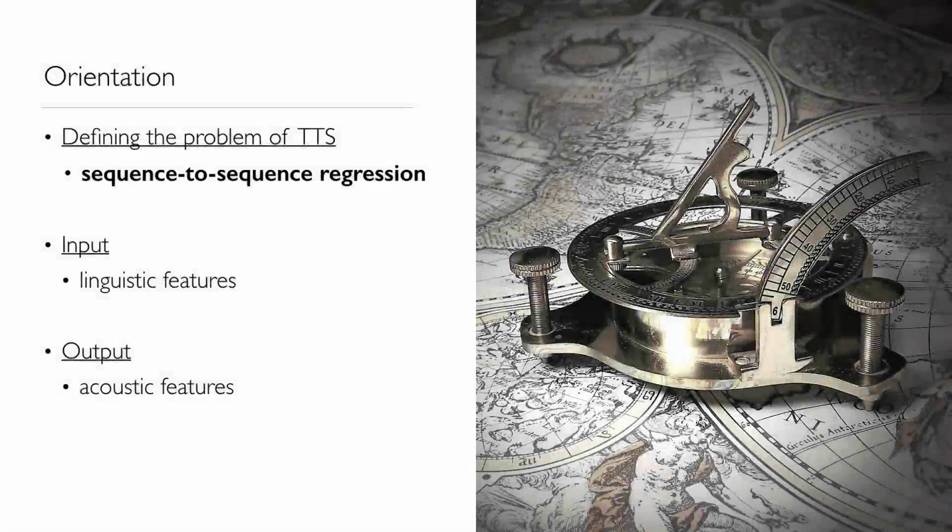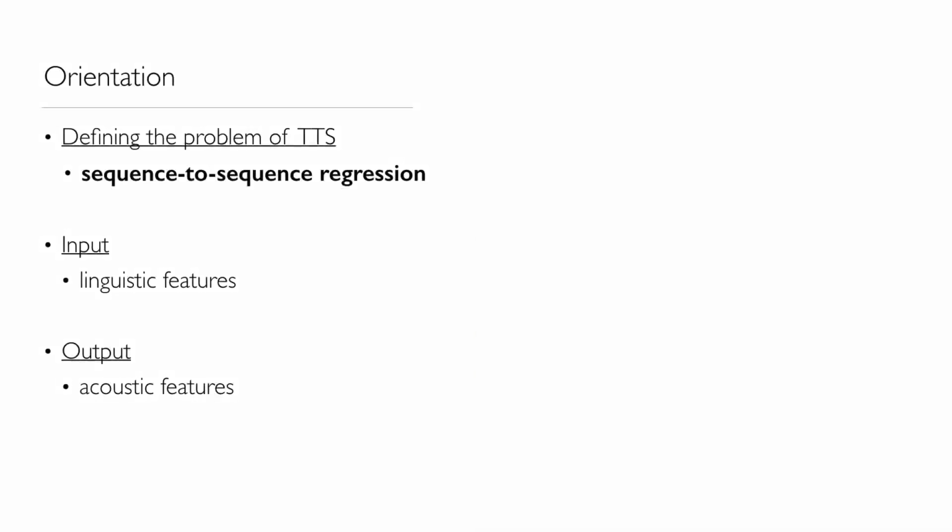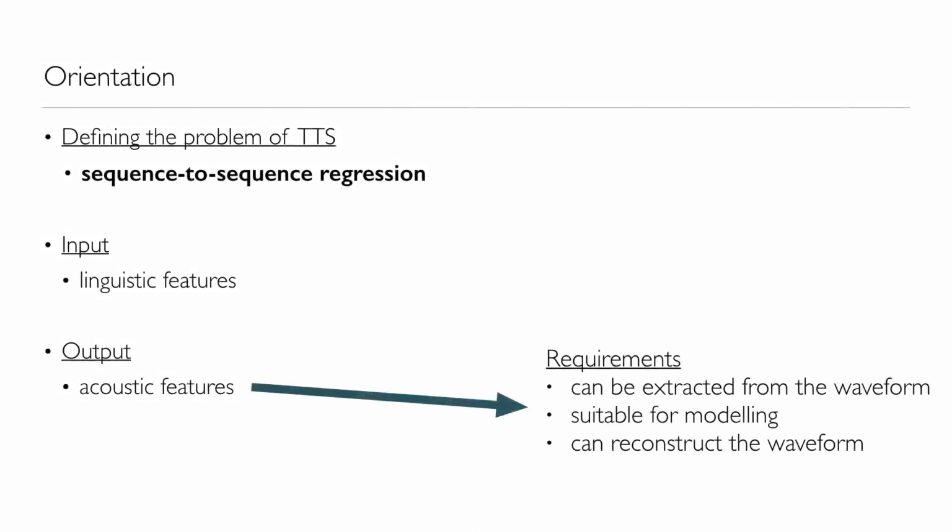So we have already been talking about input features, the linguistic features. So we are going to talk now about the output features, which are at the output of the DNN, and these are the acoustic features. These have some basic requirements. First of all, they should be extracted from the waveform, so we shouldn't use any other source of information.